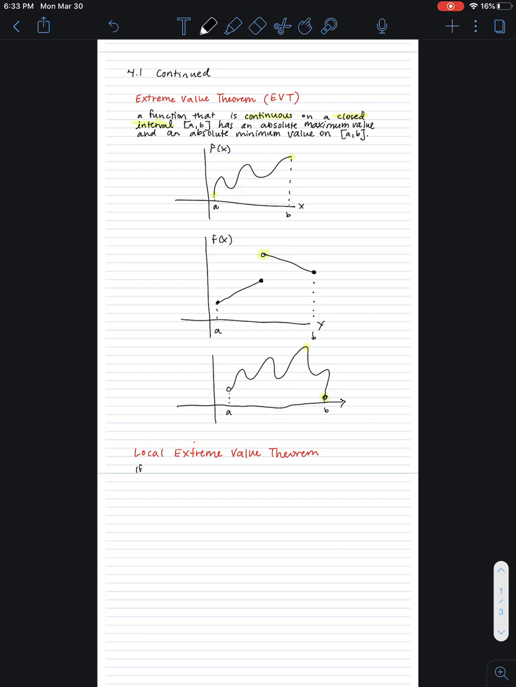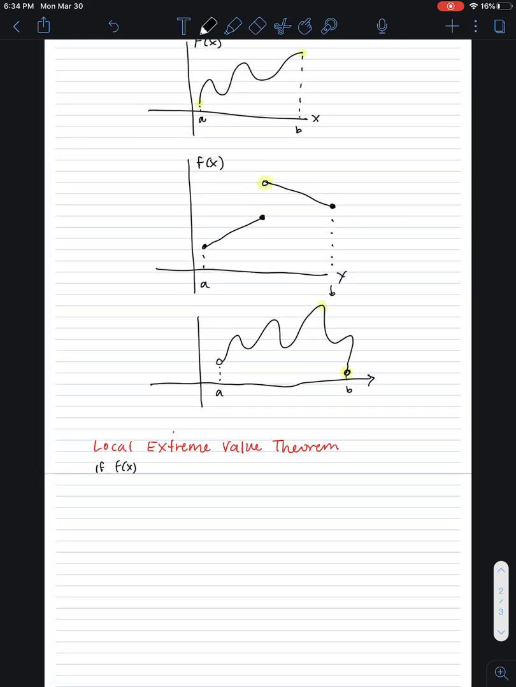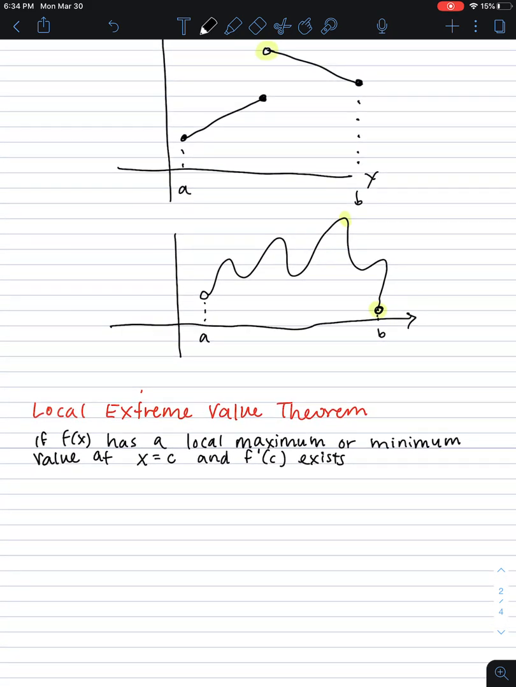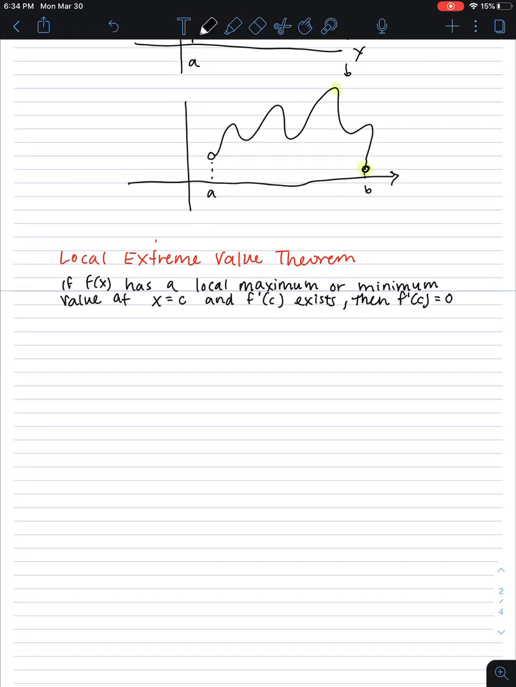All right, so it says if a function f of x has a local maximum or minimum value at x equals c, and f prime of c exists, then f prime of c is equal to 0. Let me clarify that. That's f prime of c, so it's important that you can tell that that is the derivative evaluated at c. We talked about this in the last lecture. And that's basically just saying if we have a local maximum or a minimum.